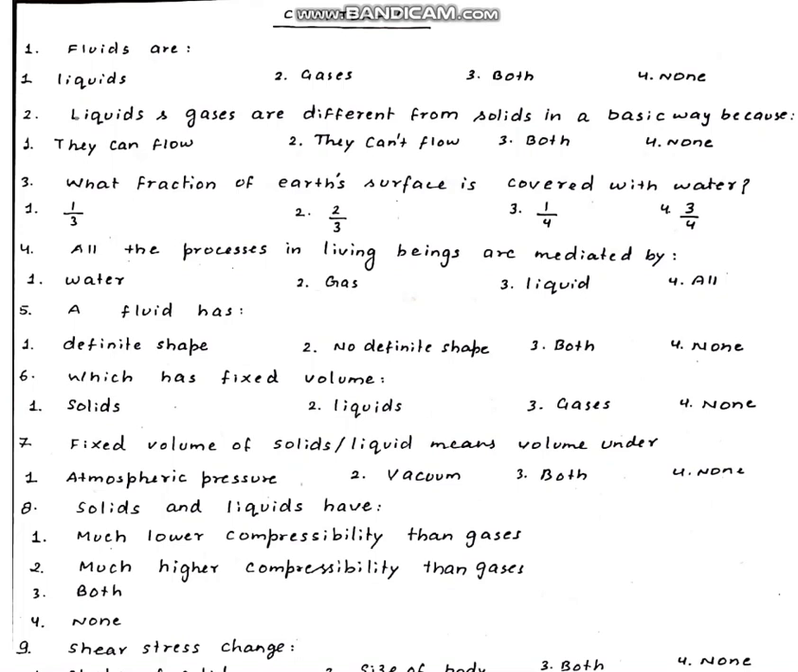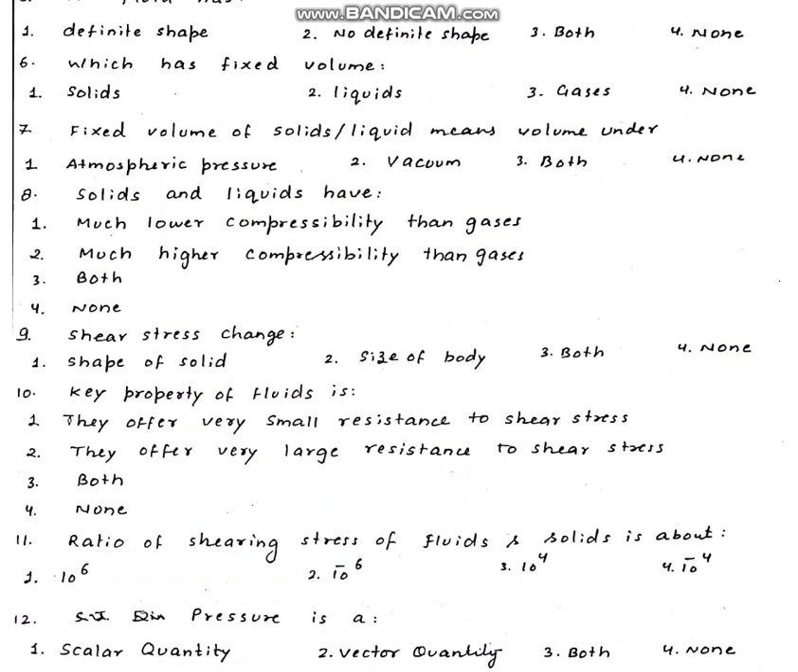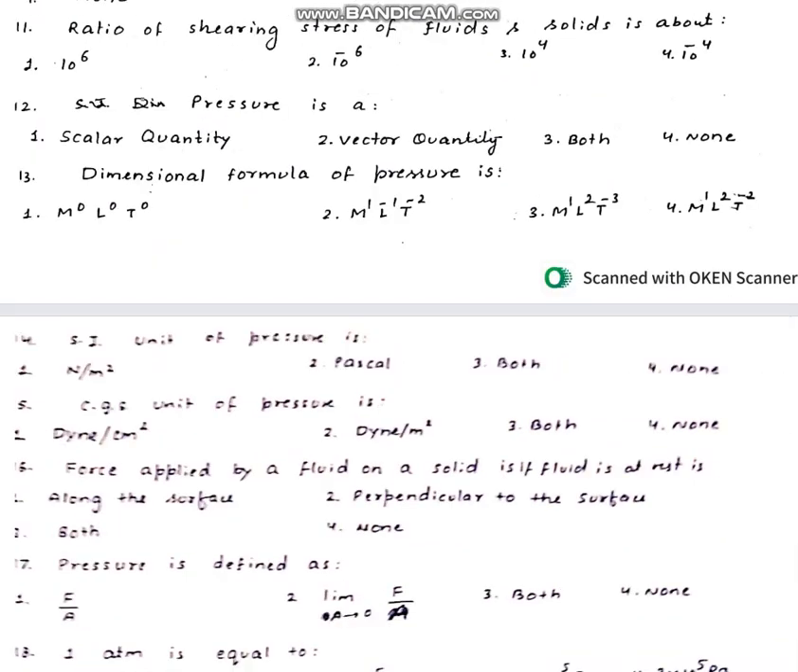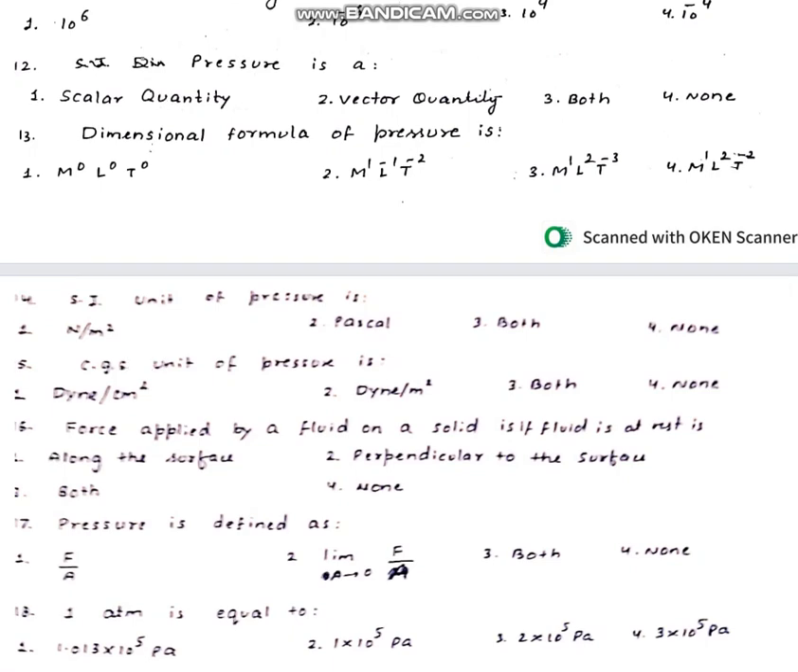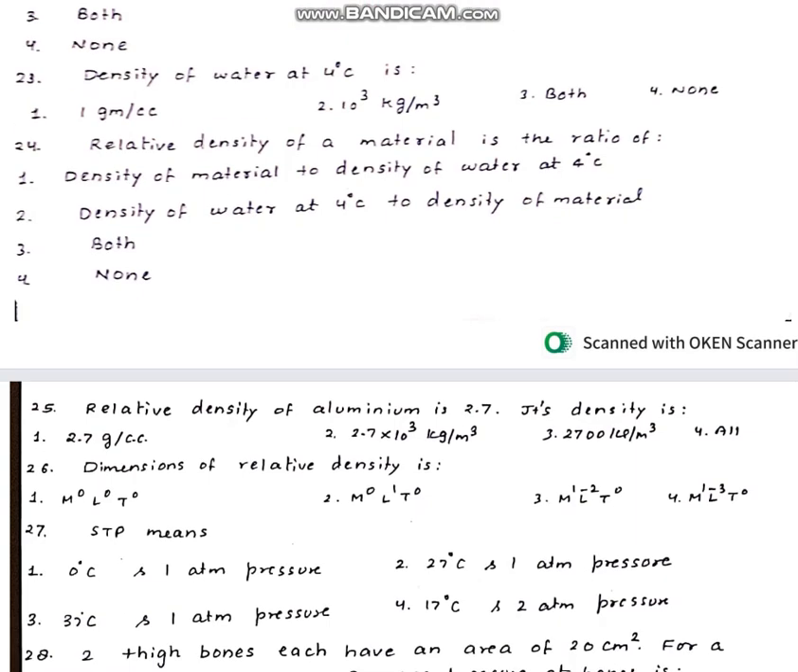So initially there are questions on definition of fluids, then certain historical question on how much water is there on the surface of earth, then shear stress, then fluids property, then shear stress of fluids and solids, then pressure, its dimensional formula, SI unit, CGS unit, force applied, variation of different units. Then we have density, SI unit of density, CGS unit, its dimension formula, and relative density.